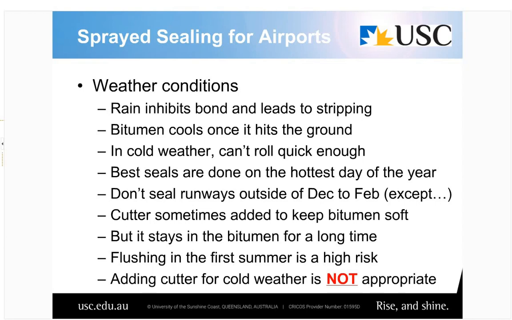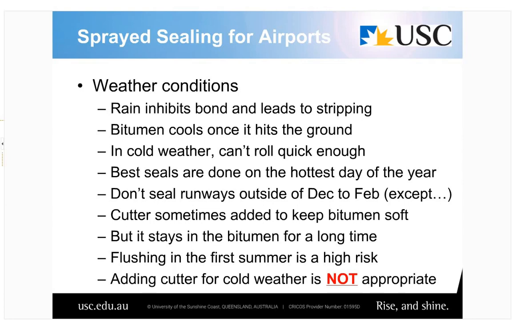We talked about the bitumen being sprayed at 180 degrees when it hits the ground, which in winter might be around 5, 10, 15 or 20 degrees. In summer it might be 40, 50 or 70 degrees in the hotter parts of the country. It starts cooling almost straight away. And when the weather's cold, you can't roll the stones in quickly enough, because the bitumen will cool down so quickly when it hits the pavement that there just won't be enough time to get all the rolling done.